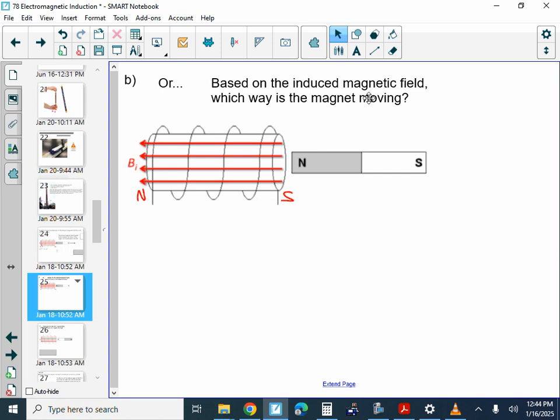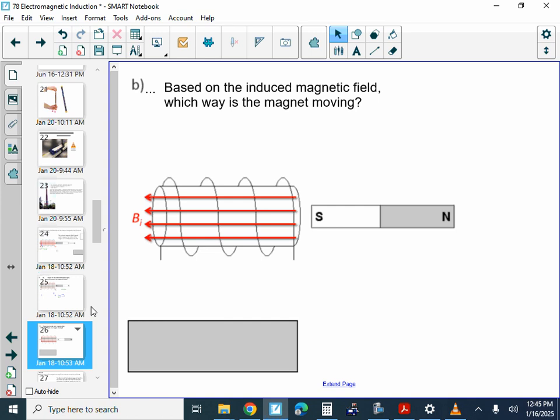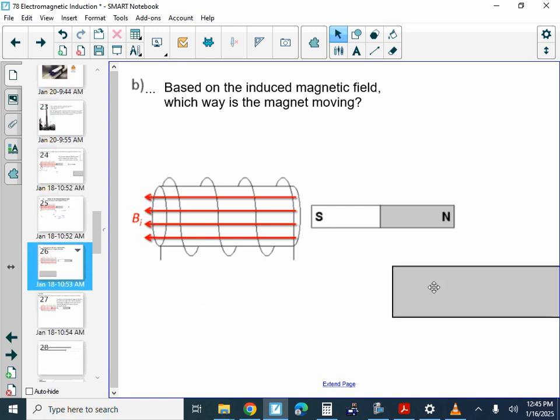Or based on the induced magnetic field, which way would the magnet move? You could do this question the reverse way. If this is the induced magnetic field, you'd be able to figure out that the magnet is being pulled away, because this is opposing that motion. If this was a north-south, then you'd be able to say the magnet would be coming in, and this north would be opposing it. And obviously, each of these questions can ask about direction of electron flow as well, so these are all just redundant at that point.